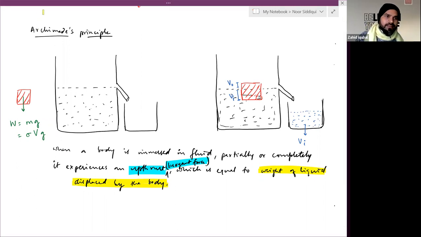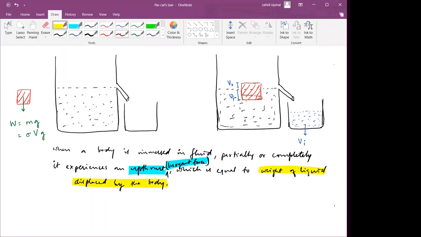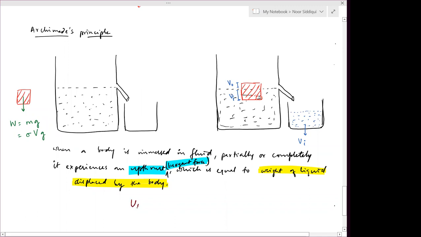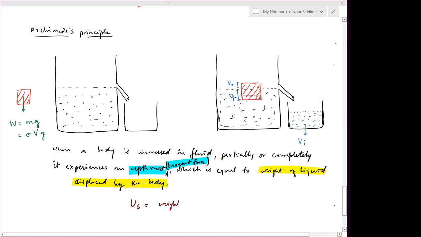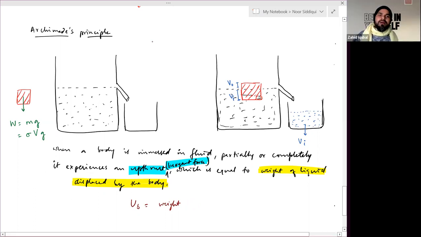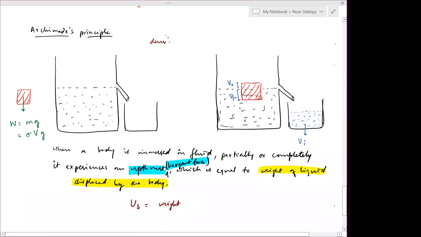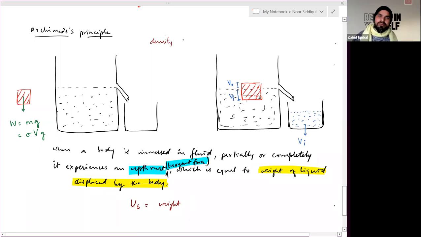Yes, sir. Let me calculate how much buoyant force it will experience. So buoyant force will be... Sir, I was asking that weight W is equal to mg, then how is it equal to sigma? Okay, okay, just a minute. We had a formula, density equals mass divided by volume. Is it clear?